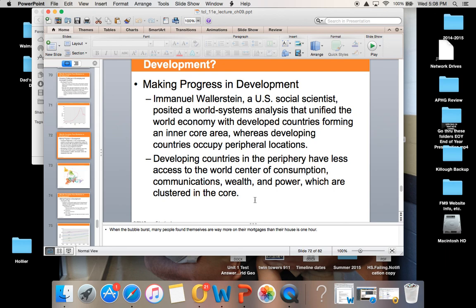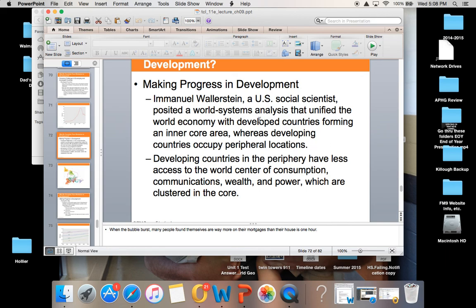So, Wallerstein is the guy that I was talking about with the world systems theory. Okay. He said that the world systems analysis unified the world economy, with developed countries forming an inner core and developing countries occupying the periphery. It's basically a core-periphery relationship between these two sets of worlds.